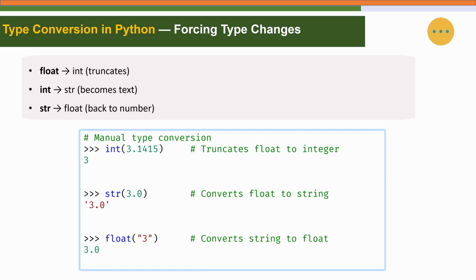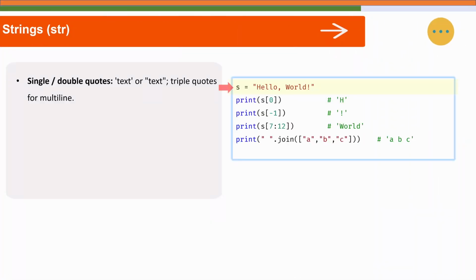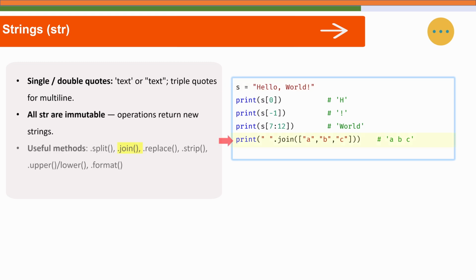Strings in Python are sequences of Unicode characters and are immutable. You can index and slice them just like lists, but any operation that changes a string creates a new string object. String methods are plentiful. Dot split tokenizes, dot join concatenates an iterable efficiently, dot replace substitutes, and dot strip removes surrounding white space.